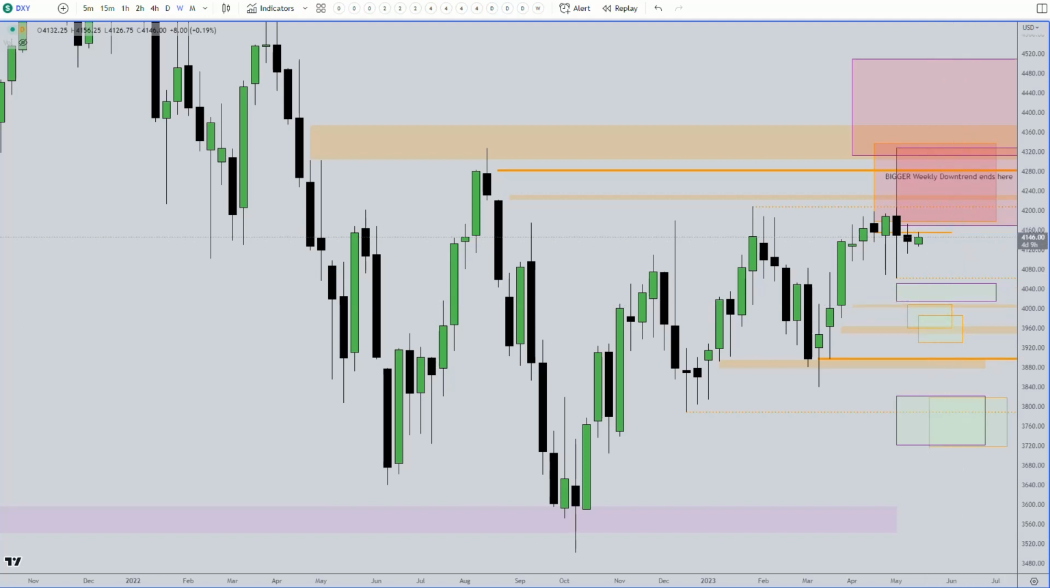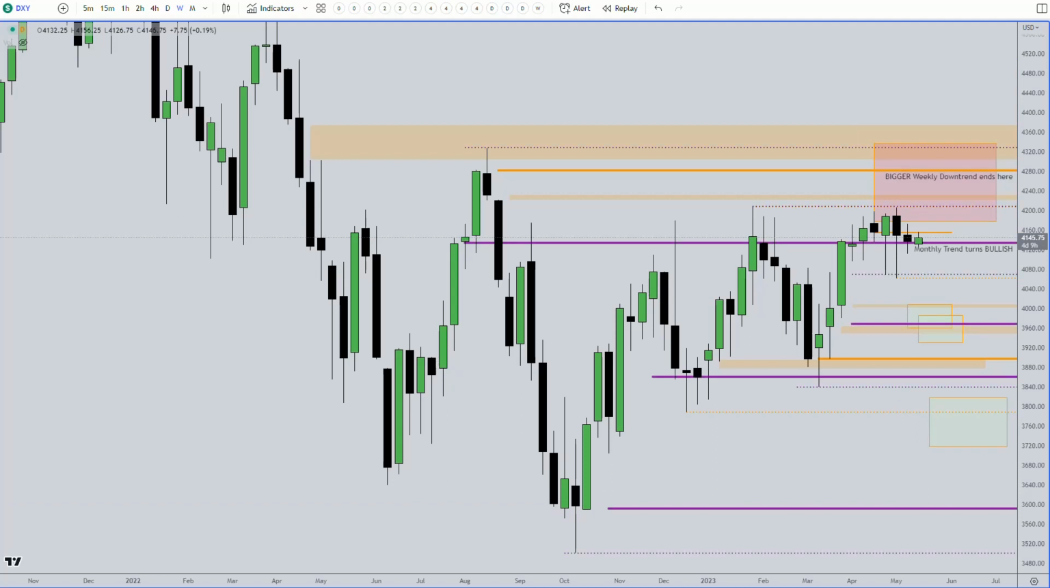And obviously we could do the same with respect to monthly levels. And here we have this monthly swing point lying at around $3,970, which lines up nicely with our target boxes down here on the weekly.